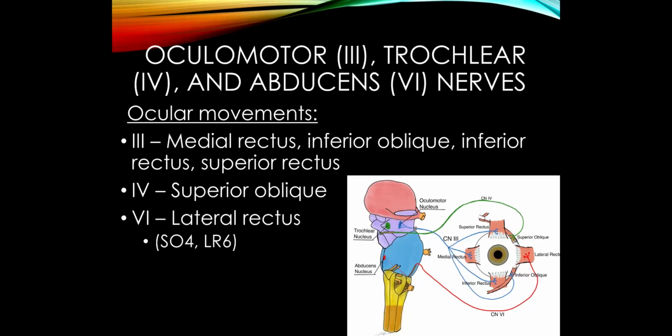Okay, so the easy way to remember this is superior oblique, supplied by the 4th nerve, lateral rectus by the 6th nerve. All of the other extraocular muscles are supplied by cranial nerve 3.